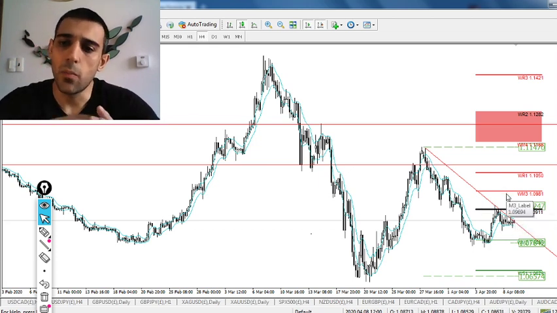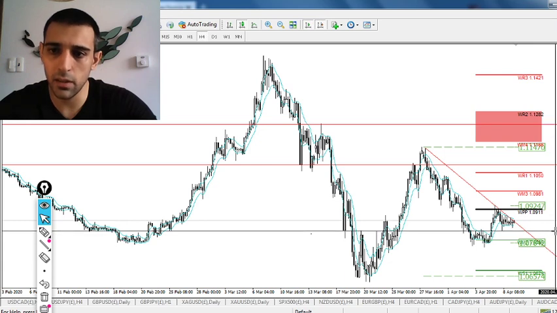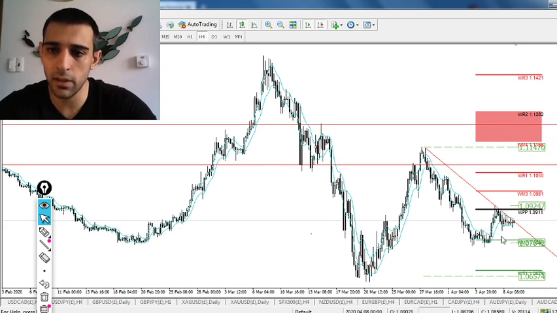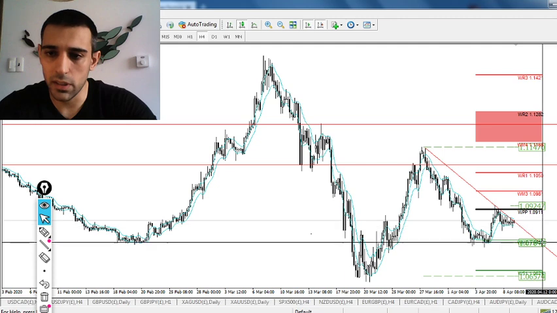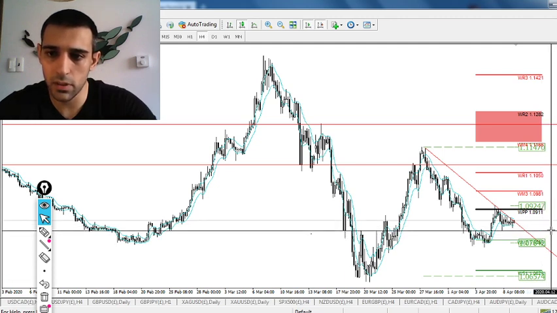However, if the price decides to collapse down, I do want to see the price come down and break these lows. That should find a support in here at the 108.30 zone.